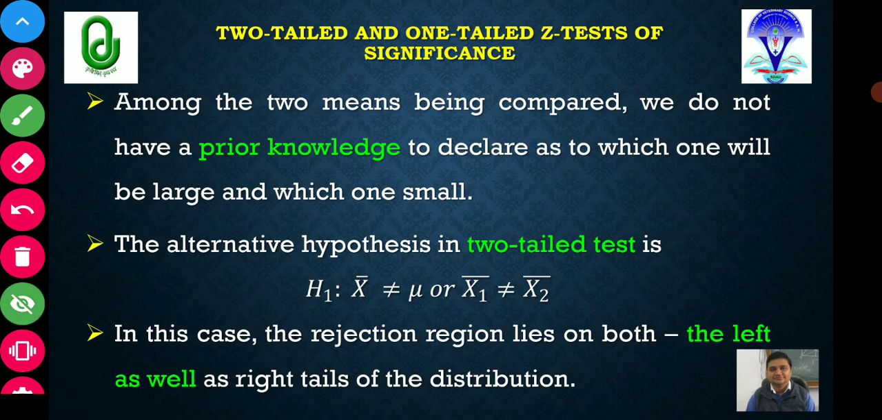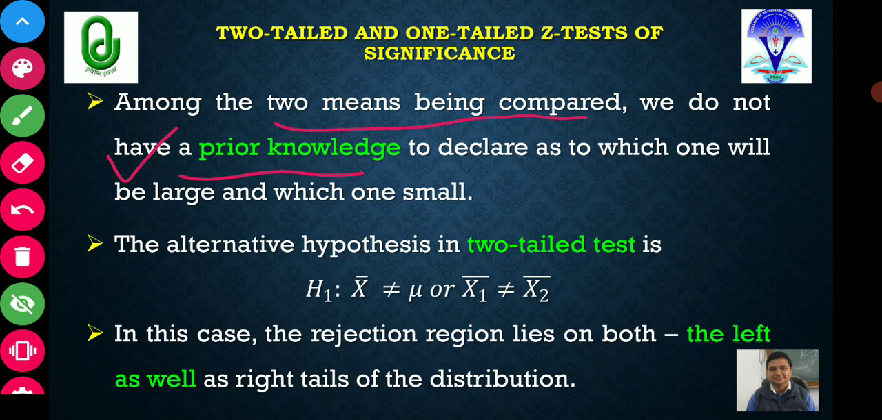Now, first, the two-tail and one-tail Z test of significance. What are the two-tail and one-tail Z tests of significance? I have already discussed one-tail and two-tail tests when I was discussing the test of hypothesis. But here, just for refreshment, among the two means being compared, suppose you are given two means that you want to compare, population mean or sample mean. We do not have prior knowledge. We don't know anything about the population or sample.